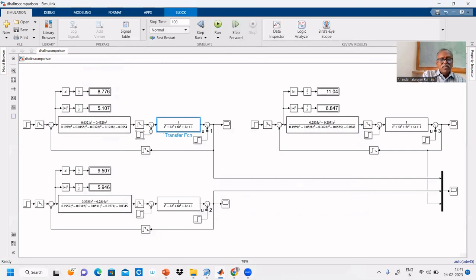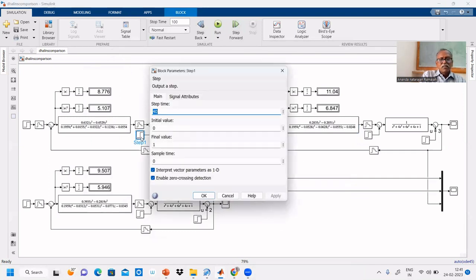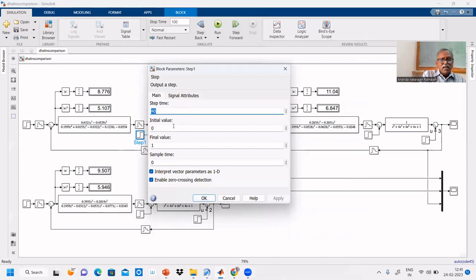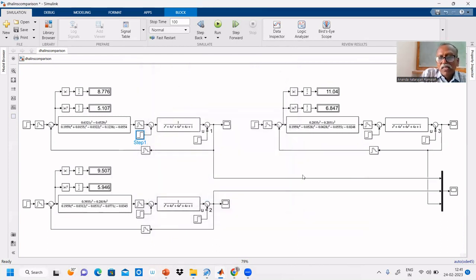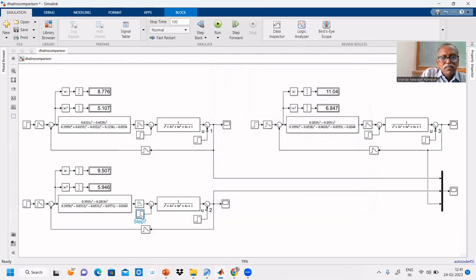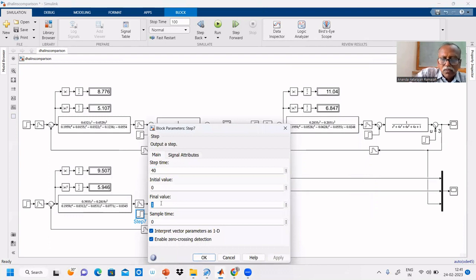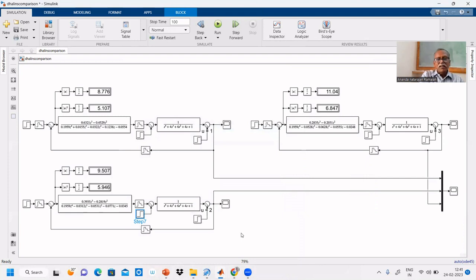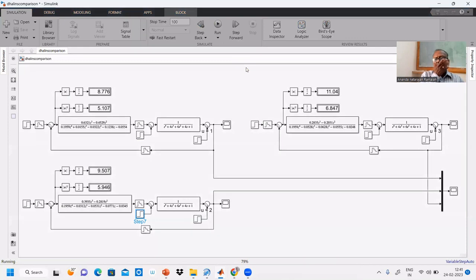Here the disturbance may be given. The disturbance is given at the 40th second. Let us make it 0 now. Now we don't want to see any disturbance, only the regulatory response. Let us make the final value equal to 0. Let us make the disturbance equal to 0. No disturbance. We are going to do the servo response only. Now let us simulate.